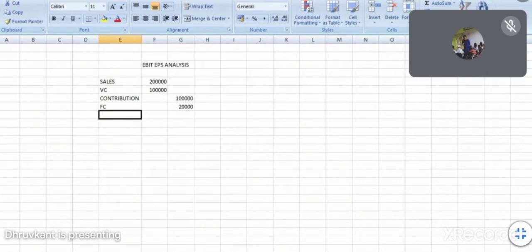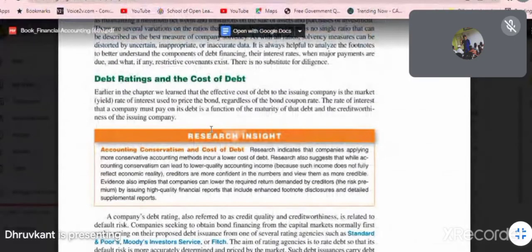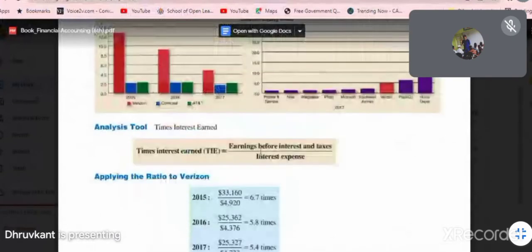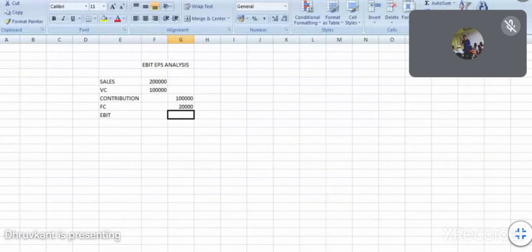The value that comes after fixed cost is called EBIT. This was in your formula: earning before interest and taxes. So EBIT is how much? 80,000. Yes, contribution minus fixed cost is called EBIT. Then we deduct what? According to the format, interest.